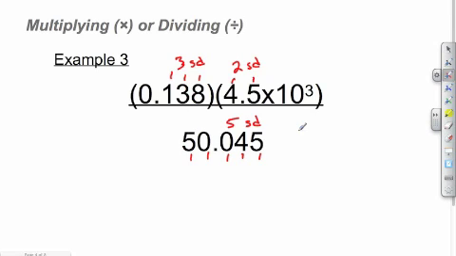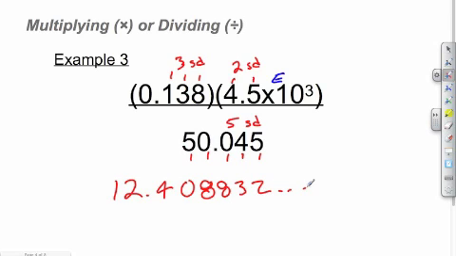Alright, so let's punch this in our calculator. 0.138 times 4.5, and then I'm going to use the E button on my calculator. That means times 10. And then I'm going to put 3 for my exponent, and then I'm going to divide by 50.045. Alright, so my calculator gives me a bunch of digits. I'm just going to put a few. 12.40832, and then some change.